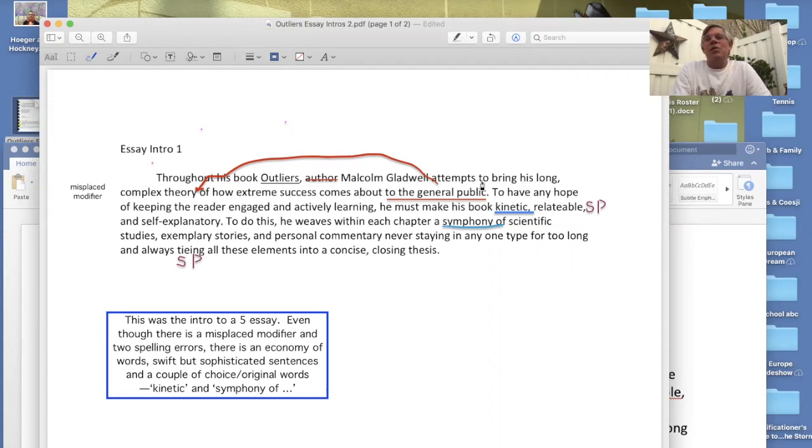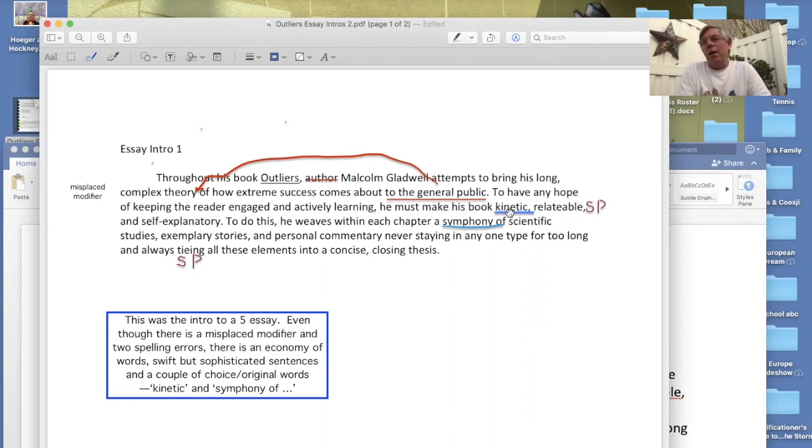Other things like split infinitives, attempts to bring. See, that's not a split infinitive, but if you were to split that, some people say, whoa, that is awful. I don't think that's very often awful. But a misplaced modifier is more on the serious side, because there's confusion about that. Okay, to have any hope of keeping the reader engaged and actively learning, he must make his book kinetic.